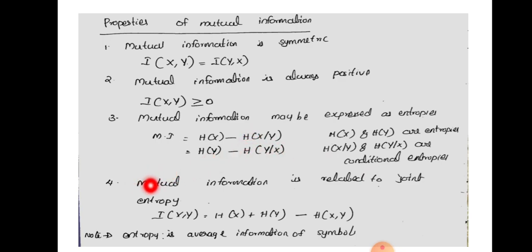Next, the fourth property is that mutual information is related to joint entropies, that is I of X comma Y equal to H of X plus H of Y minus H of X comma Y. So these are other equations which represent the mutual information. When doing problems you can use these equations. These are the properties of mutual information.